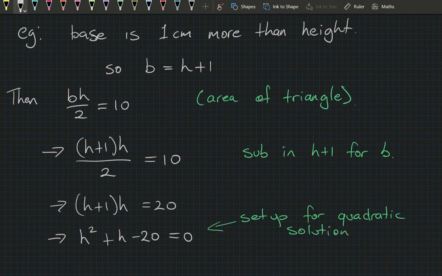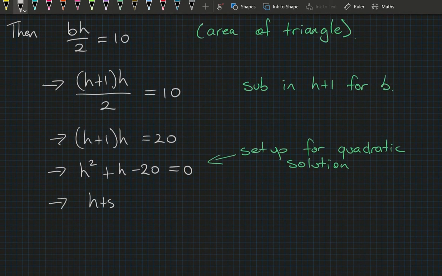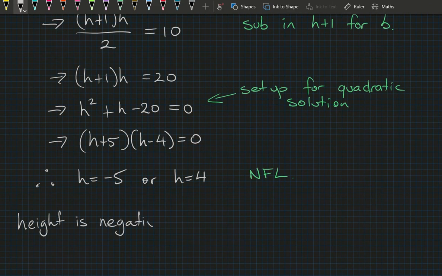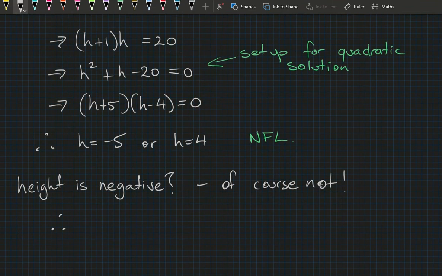And of course this quadratic factors into h plus 5 times h minus 4 equals 0. And this can only be true when h is equal to negative 5 or h is equal to 4, just using the null factor law. But can we have a height that's negative? Well, of course not. So therefore, because it has to be positive, the only answer we have left is h equals 4. And because the base is equal to h plus 1, then the base would have to equal 5.